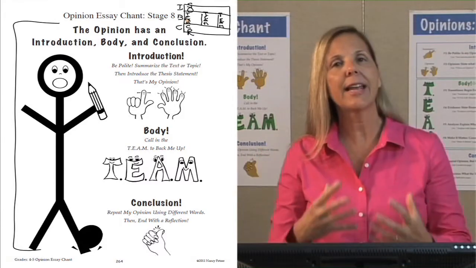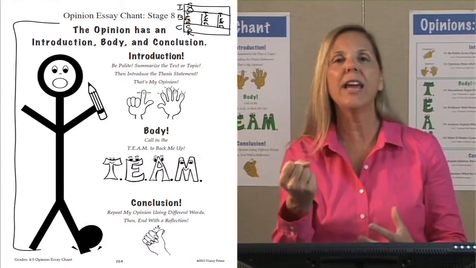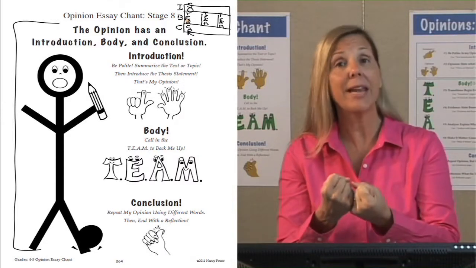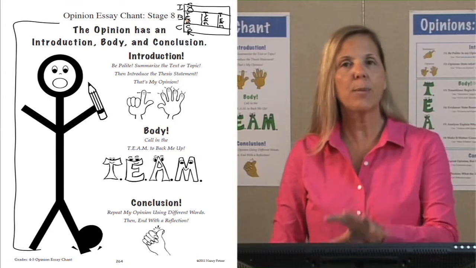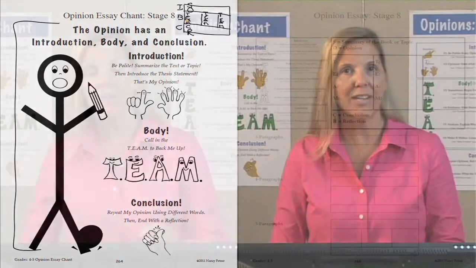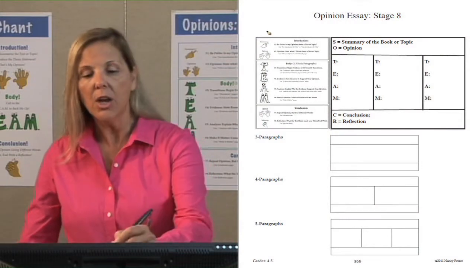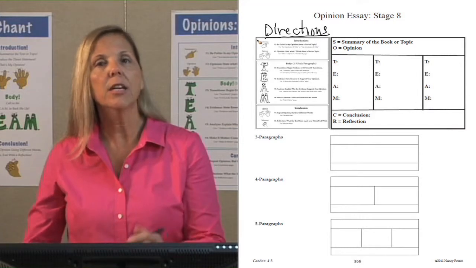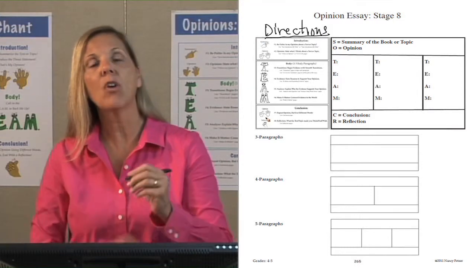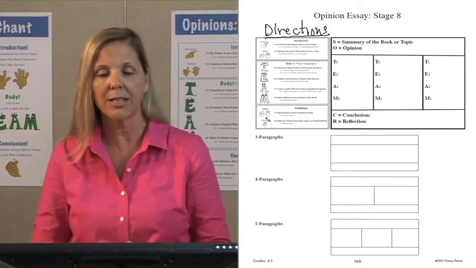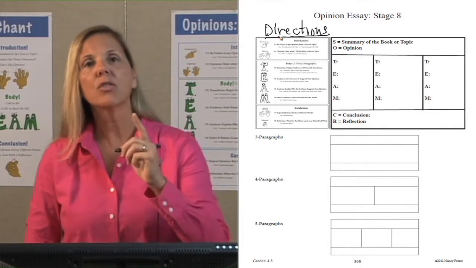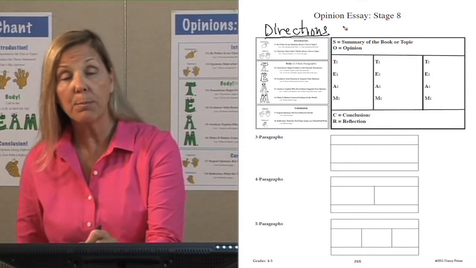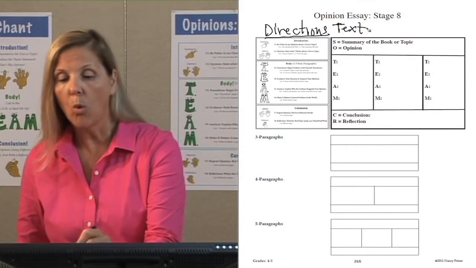We introduce our chant, and at the same time, we're showing children what they know, what they already have learned from Stage 7, and what they're going to add to make the Stage 8 essay. Let's go to the next page so I can show you our steps and our organizer. On page 265, you have directions. This is your direction sheet that you can follow along using these steps so that they have all the elements when they're planning their opinions. This direction sheet is for both types of opinions, whether you are going to have an opinion about a text or a topic.